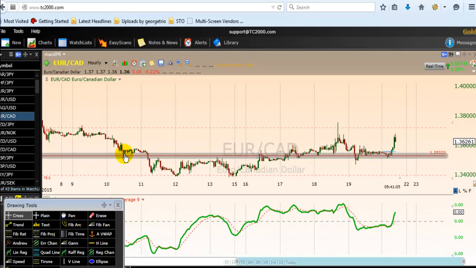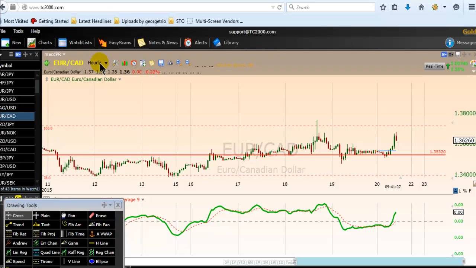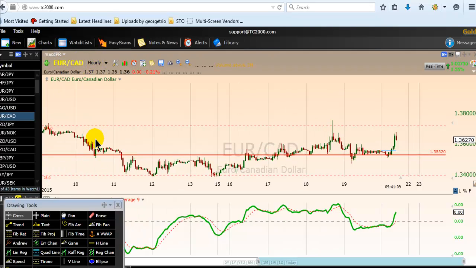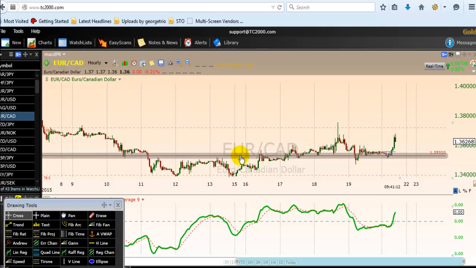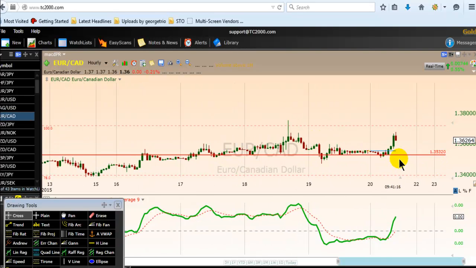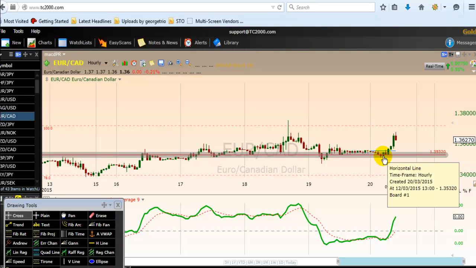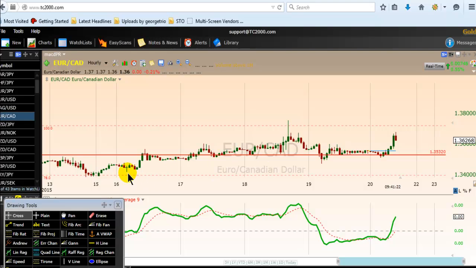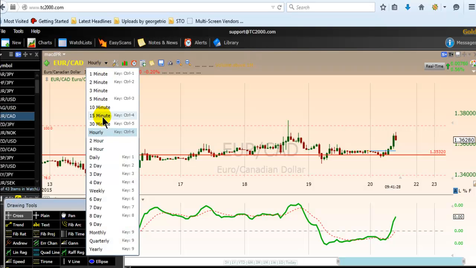So here we are on the hourly chart. We have seen what this is: a converted resistance level, the red line. Now the price for the support here, we draw it here. So we draw it on our chart. We can draw them all, either converted support or converted resistance level. And then what do we do? We switch to the 15-minute chart.